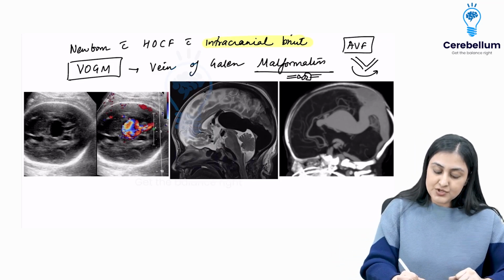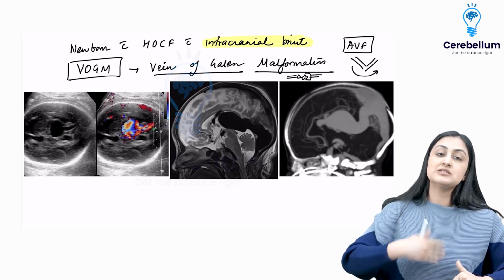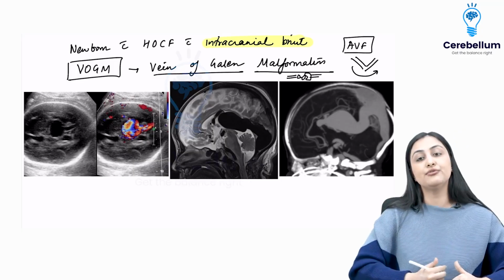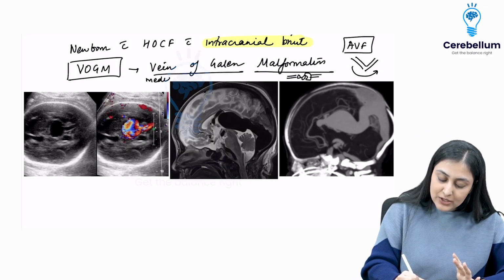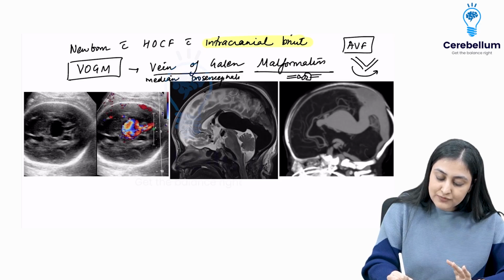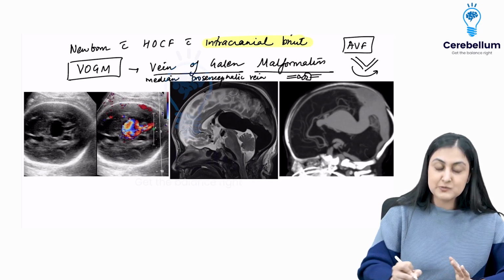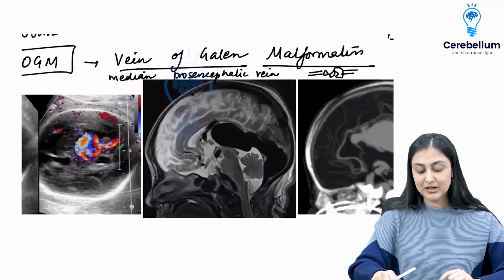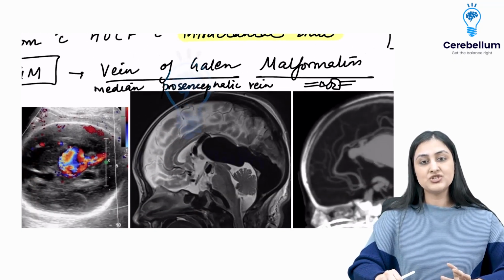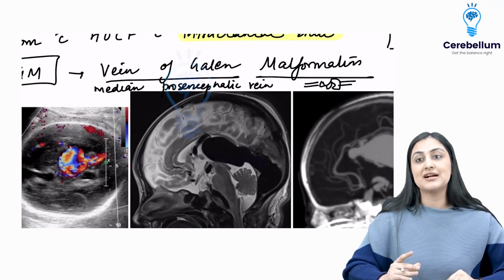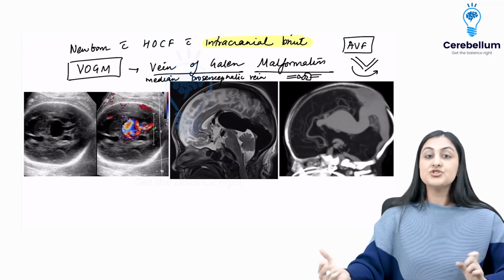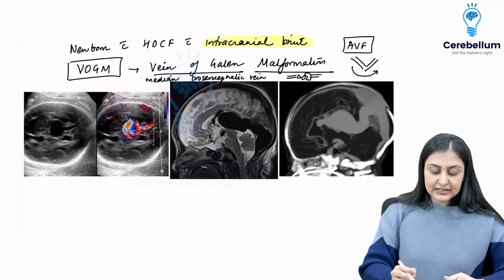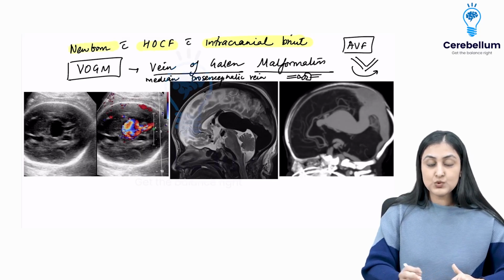And in fact, it is not even the vein of Galen, it is the embryological precursor of the vein of Galen which becomes enlarged, and that vessel is called the medial prosencephalic vein. Okay, so why I've written it in very tiny letters is because it's not very important for you to remember, but just telling you for your information that it's not the vein of Galen, it's actually the medial prosencephalic vein which undergoes hypertrophy. So the clinical history is going to be enough to make a diagnosis.